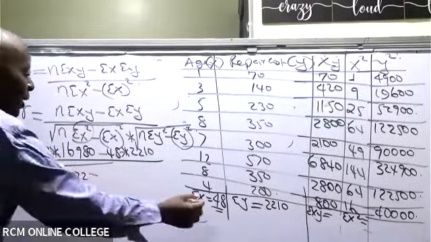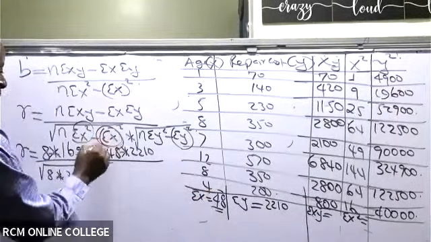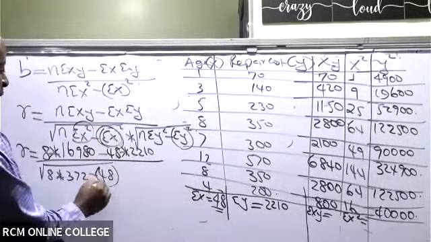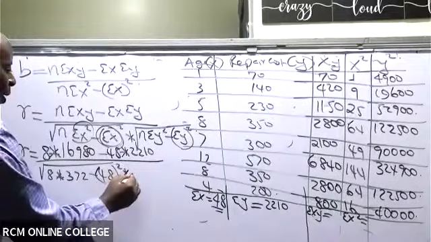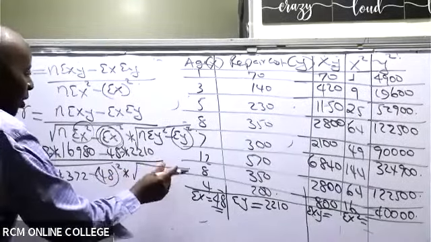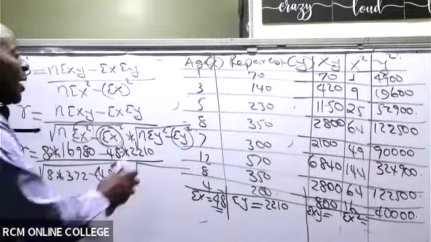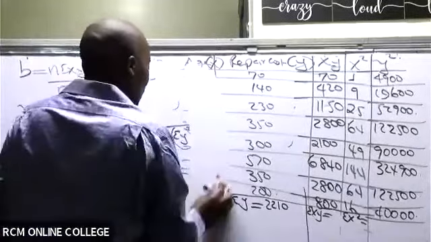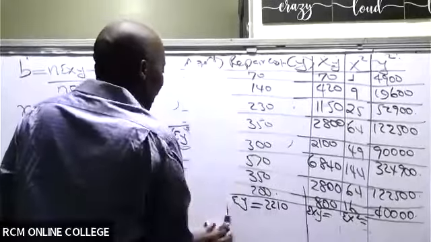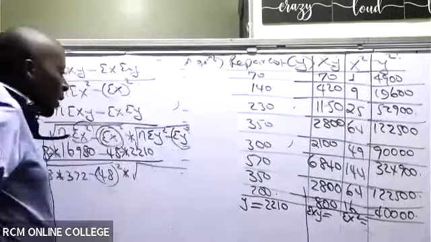Minus summation of x, which is 48. But now this has to be squared. Times, take another square root. So this other square root.